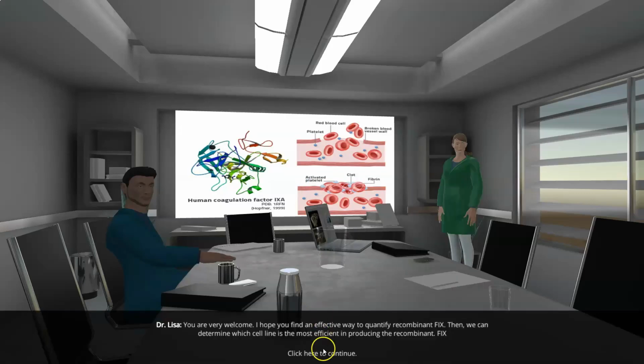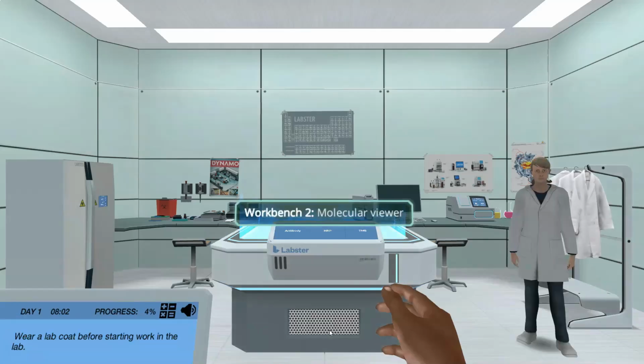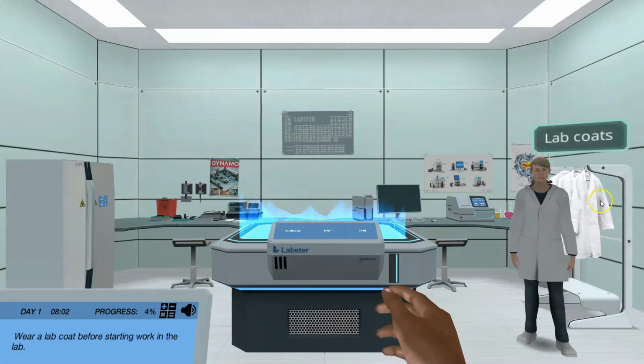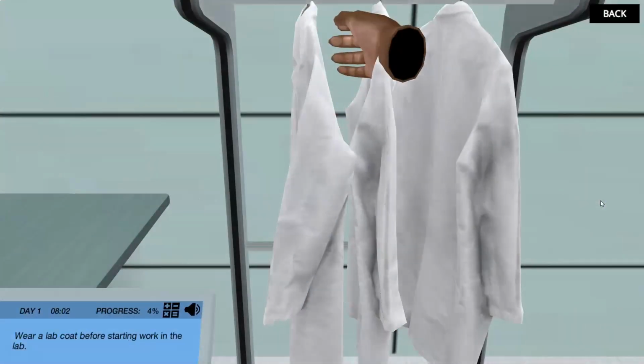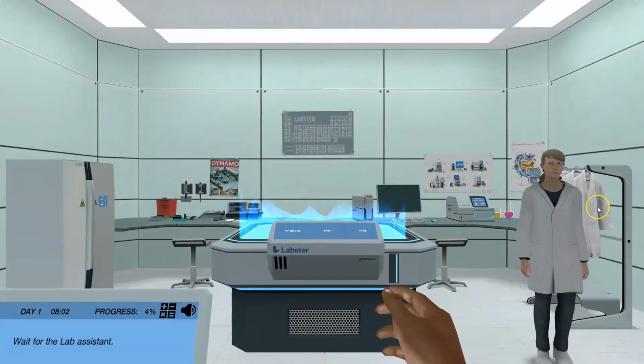You are very welcome. I hope you find an effective way to quantify recombinant factor IX. Then, we can determine which cell line is the most efficient in producing the recombinant factor IX. Wear a lab coat before starting work in the lab. Wait for the lab assistant.